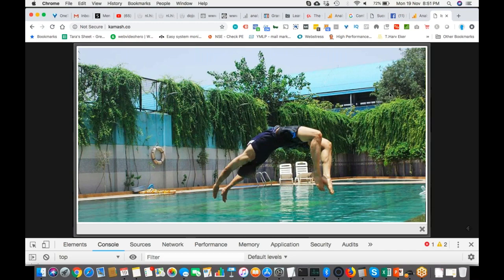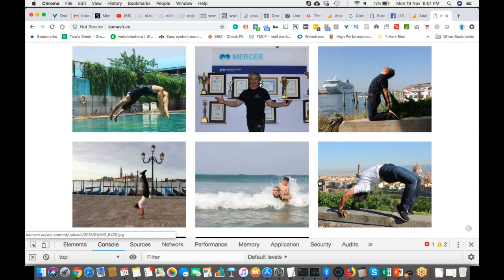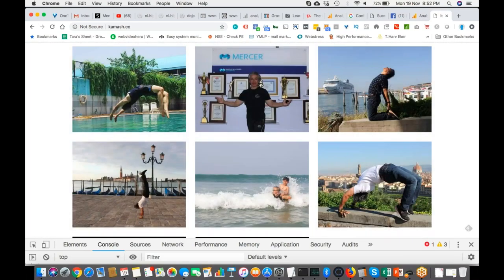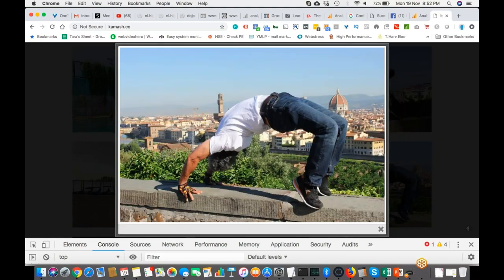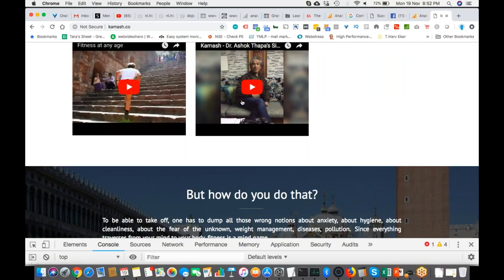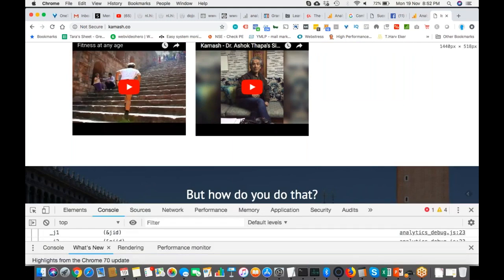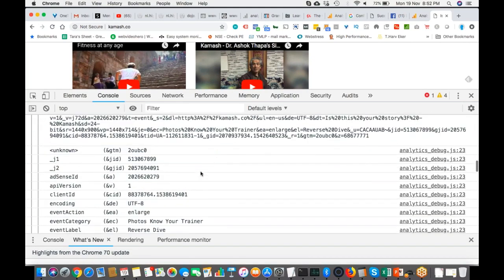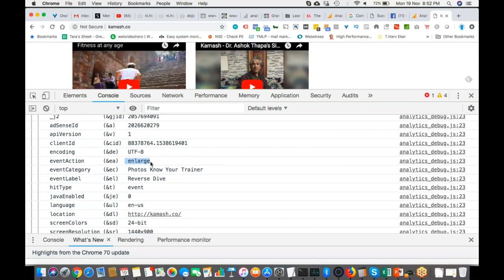Now, is it important for him to know what photographs people are zooming in on or enlarging? Is it important, right? And is it important what videos people are playing? So for that, we implemented event tracking, and you can see this over here. Are you seeing this? Enlarge. That's the action. Event category, the event label and all that.